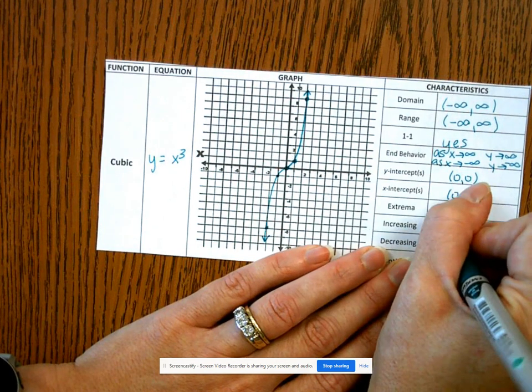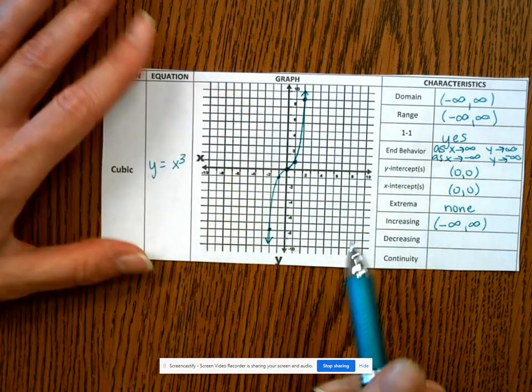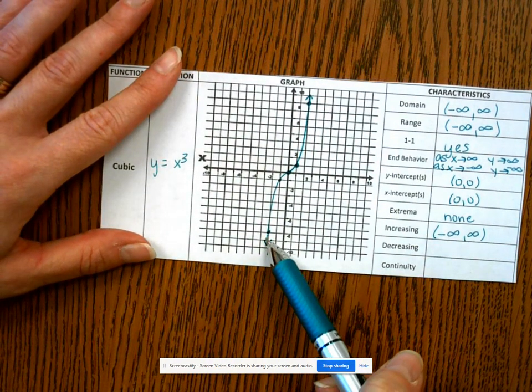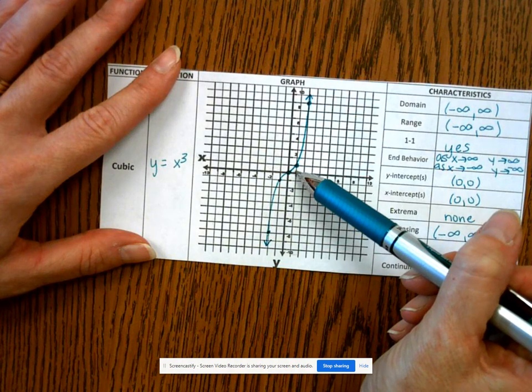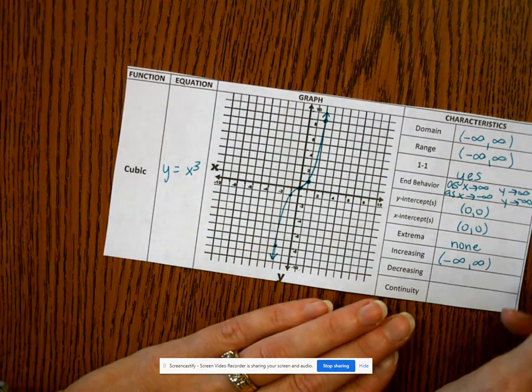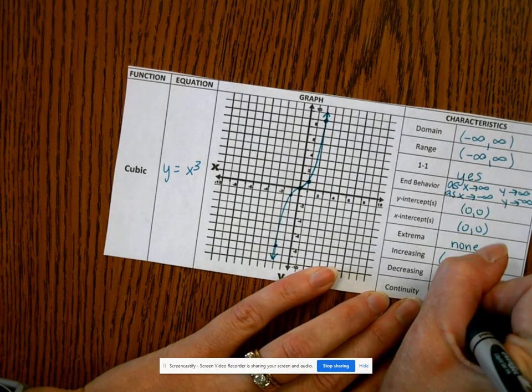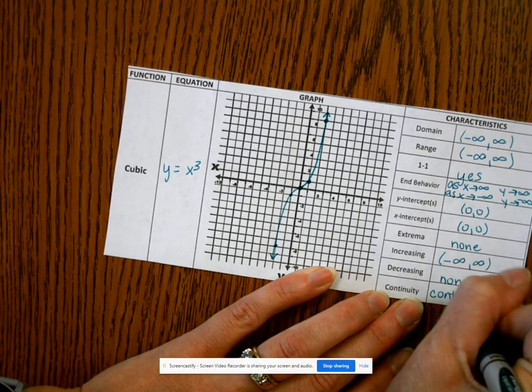This is always increasing. And if you're questioning that, if you trace it, you're always going up. You're going up really fast, and then you're going up really slow, and then really fast again. But it's still always increasing. So it does not decrease, and it is continuous.